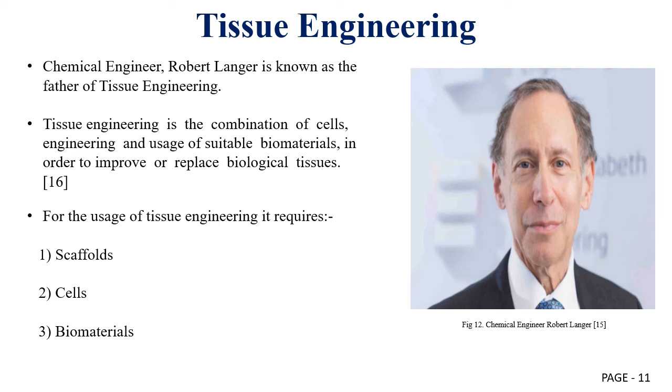The cells are taken from the infected person's body, so that the organ or tissue which will be produced will be totally compatible with the patient's body. And the biomaterials are generally the nutrients or the growth factors and all those things. So Mr. Langer used these techniques, and he was able to create artificial arteries. And not only that, with the help of tissue engineering, even organs can be created.